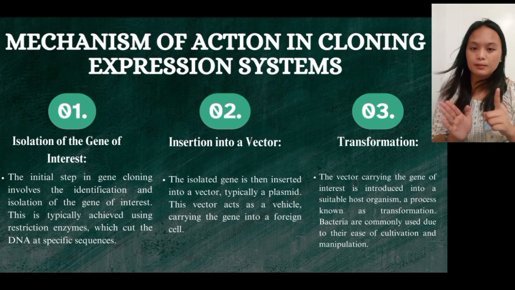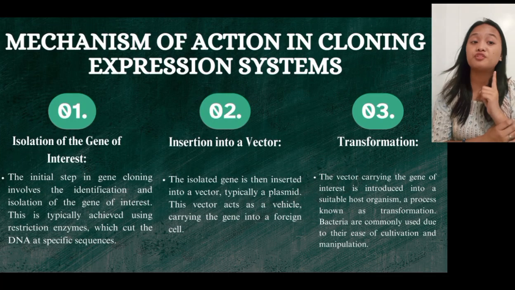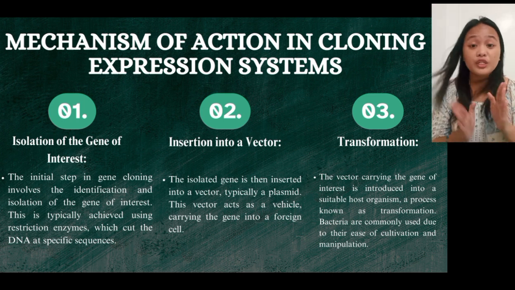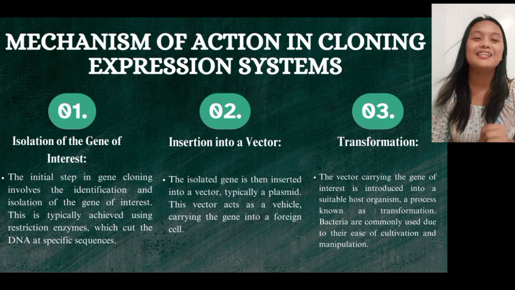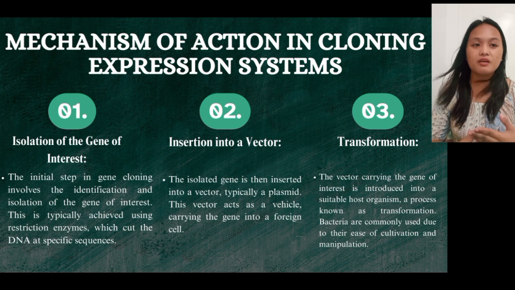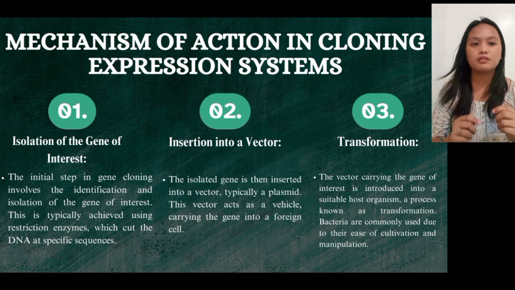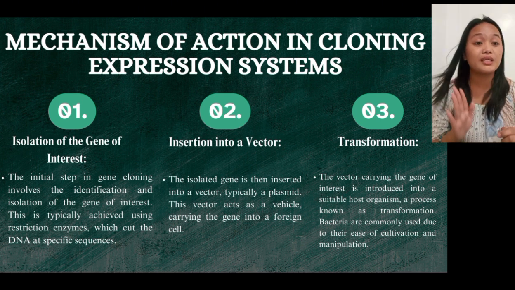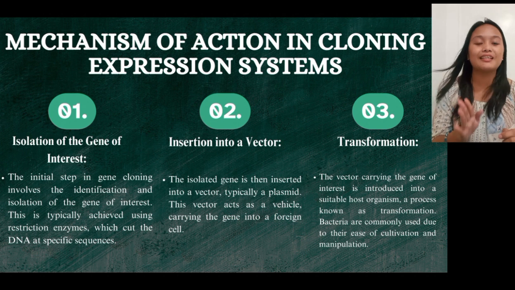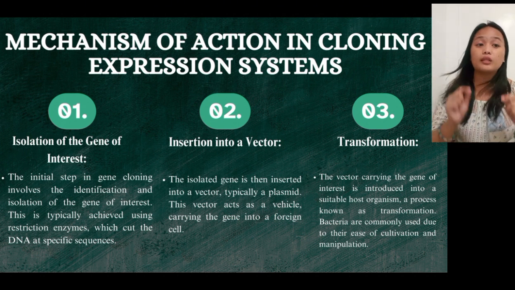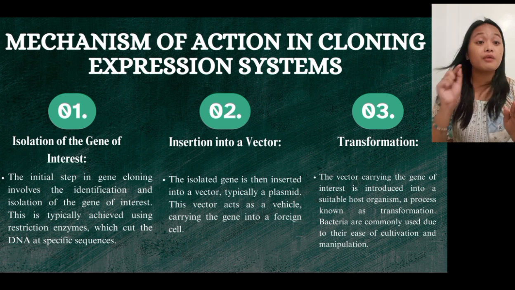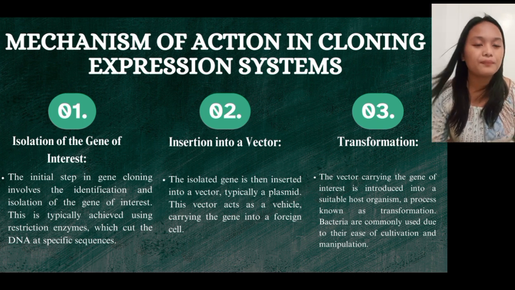So, first step, the isolation of the gene of interest. This step involves identifying and isolating the specific gene that you want to clone. This is typically achieved using restriction enzymes, which are proteins that can cut DNA at specific sequences. This allows you to cut out the gene of interest from the rest of the DNA.